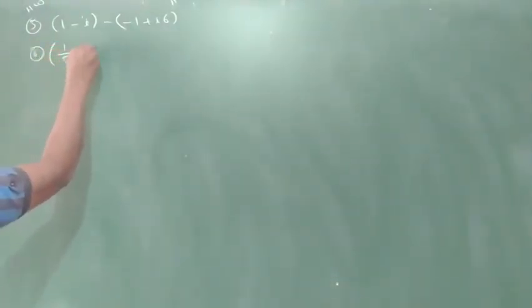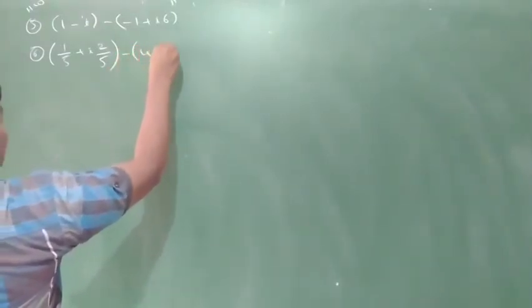The fifth one is homework. Next, the sixth one: 1 by 5 plus i into 2 by 5, minus 4 plus i into 5 by 2. So first, subtraction of two complex numbers. This is the real part of the first one, this is the real part of the second one.